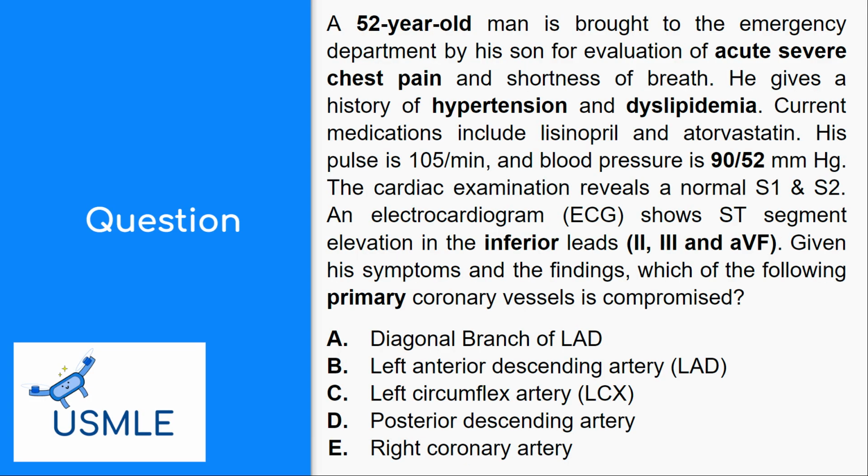Coming back to the question, it shows that a 52-year-old man has presented with acute severe chest pain. He is hypertensive and has dyslipidemia. His blood pressure is low. An ECG shows elevation of the ST segment in the inferior leads, and they are asking us about the primary coronary vessel that is compromised.